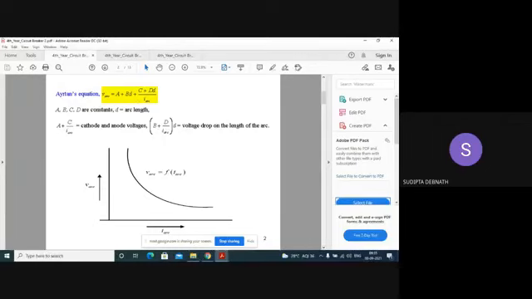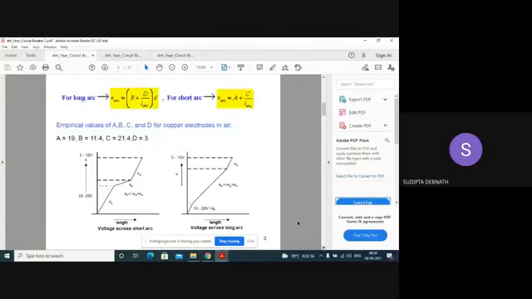Now the equation gets modified for short arc and long arc. Short arc means when the arc length is small. Okay, so this equation gets modified like this. That means the coefficients which are there with the arc length matter for a long arc, because for a short arc this portion becomes negligible with respect to this one. You can see this will be clear from this curve.